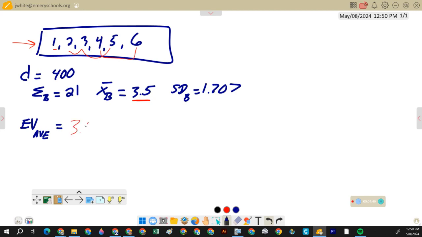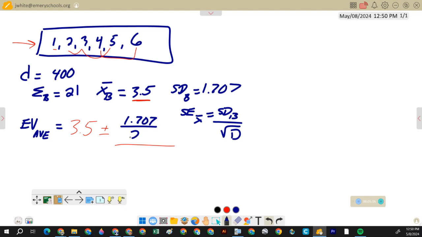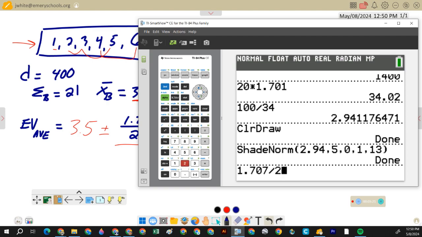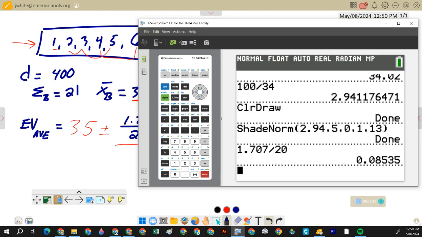So this is 3.5 plus or minus. How do we calculate the SE for the average? So SE for average is the SD of the box divided by the square root of D. Okay. So this will be 1.707 divided by 20. 1.707 divided by 20, and I get 0.085.